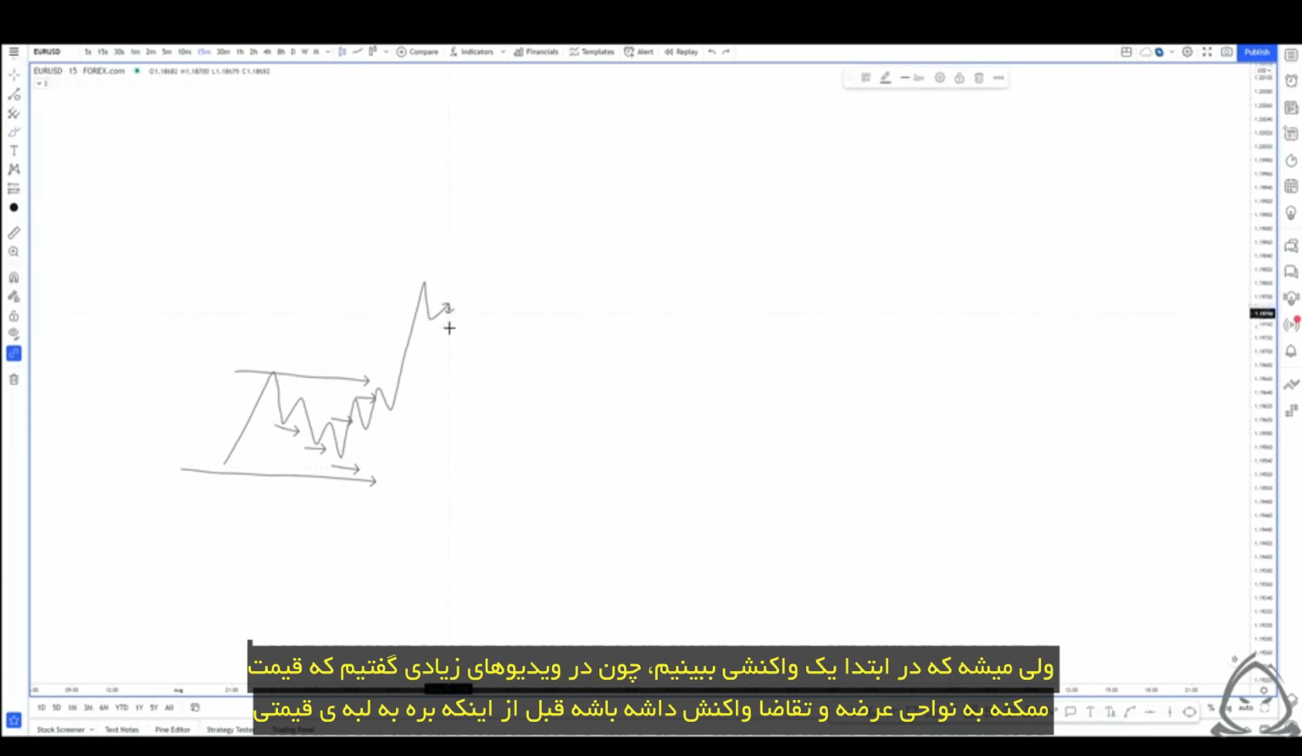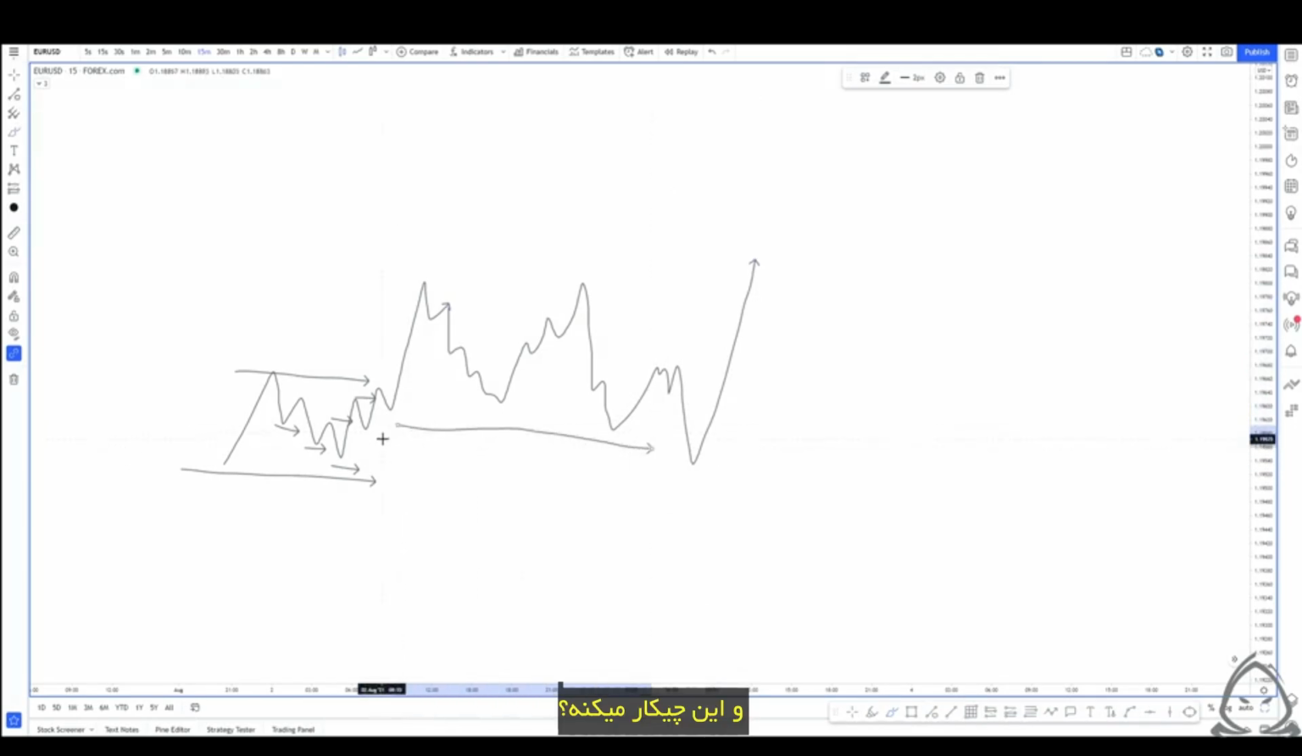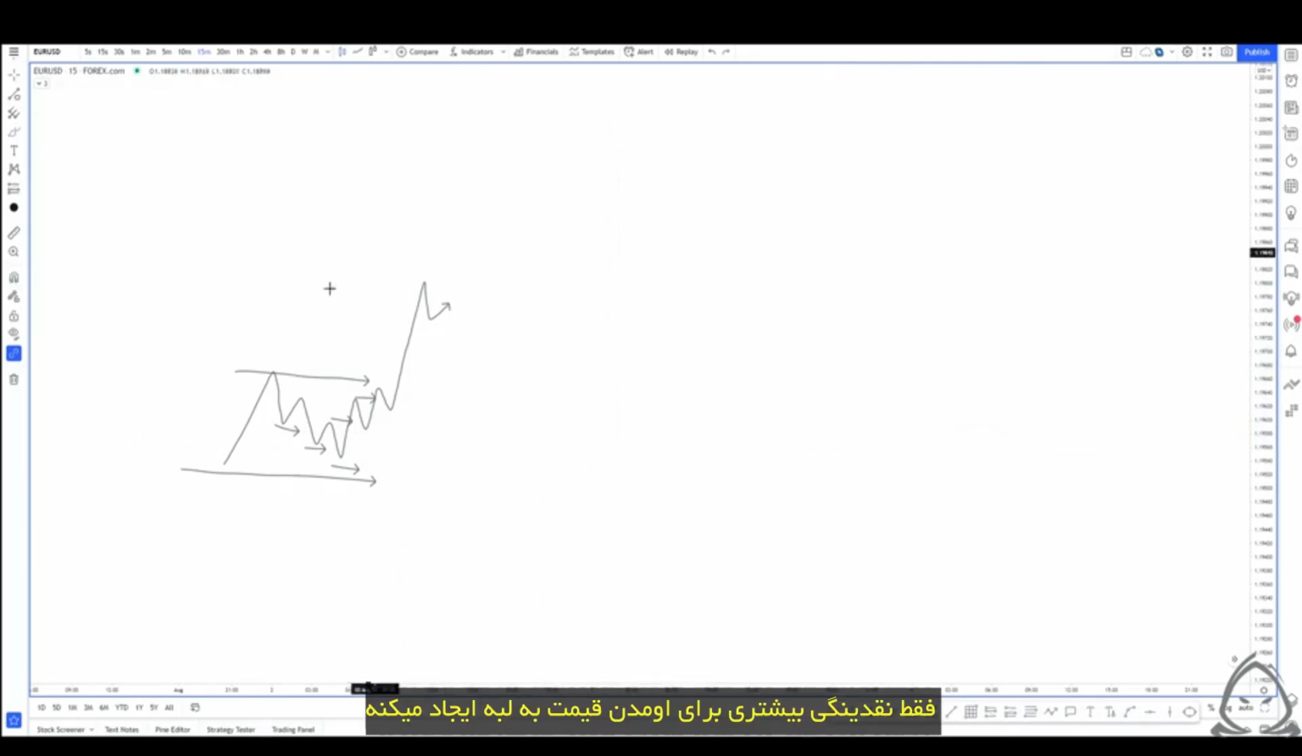But what we could see initially is we could get a reaction, because what we've said in many videos is that price may react off of supply and demand zones before it commits to an extreme. And what does this end up doing? It just ends up building more liquidity for price action to come down to the extreme.